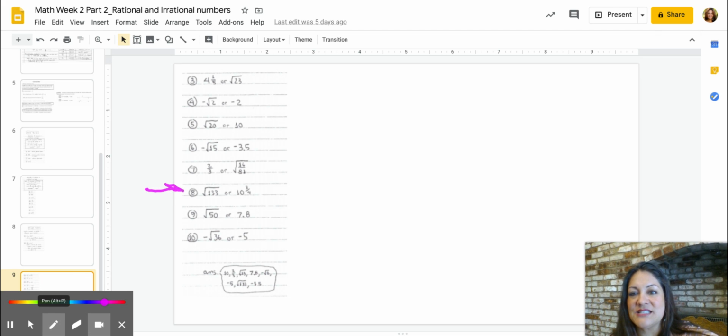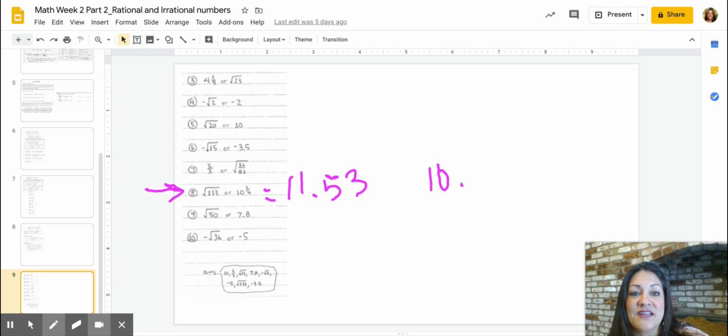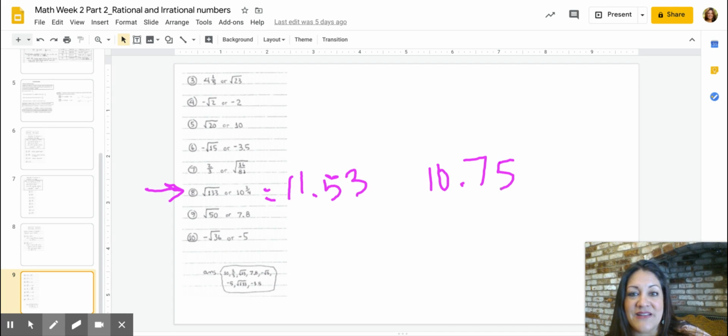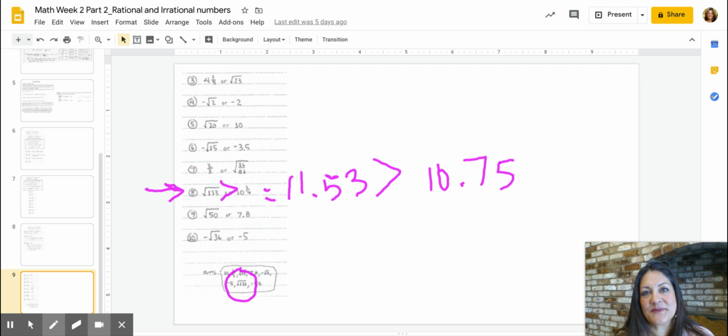Number eight, square root of 133 or 10 3/4. Square root of 133 is 11.53. 10 3/4 can also be written as 10.75. So that's 3/4. Okay, obviously 11.53 is greater. So square root of 133 is greater.